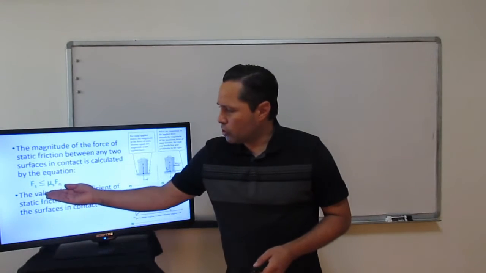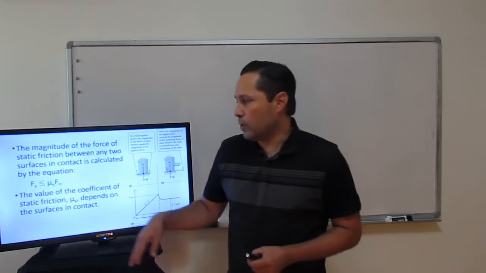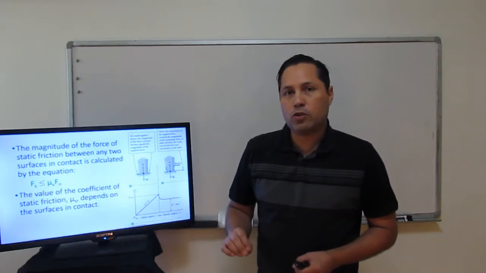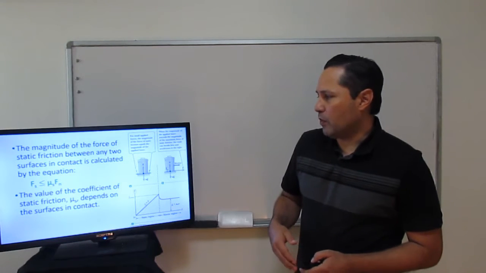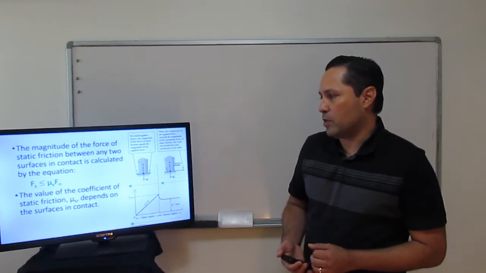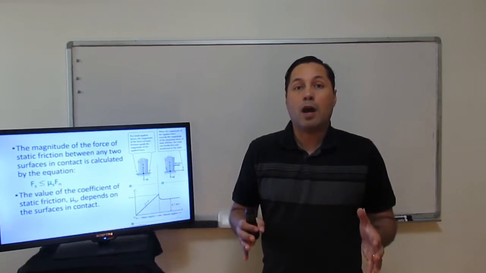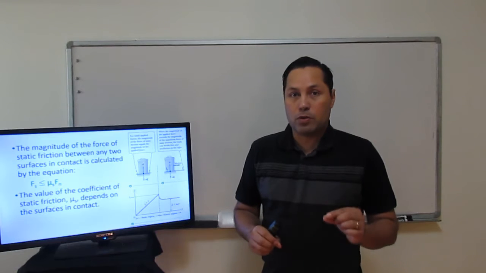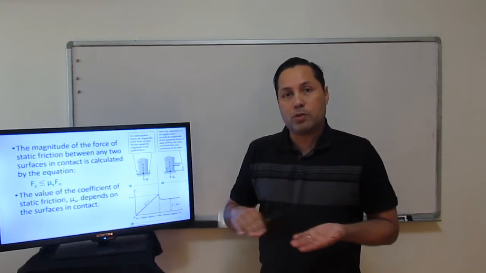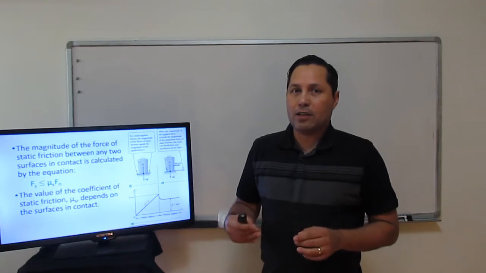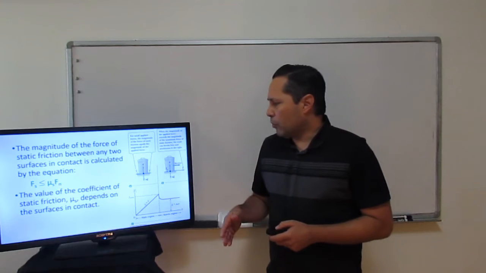Static friction is calculated using this formula. Fs, for force of static friction, is less than or equal to the coefficient of static friction multiplied times force normal. The value of the coefficient of static friction depends on the surface that it's making contact with. For example, if an object is on ice, that constant is going to be very small because there's not a lot of friction. If an object were placed on sandpaper, the constant would be much greater because there is a lot more friction. A couple of things I wanted to mention.